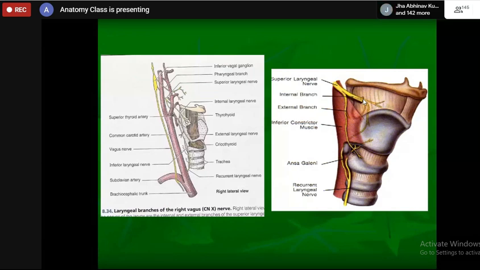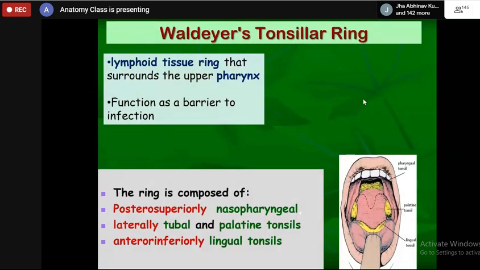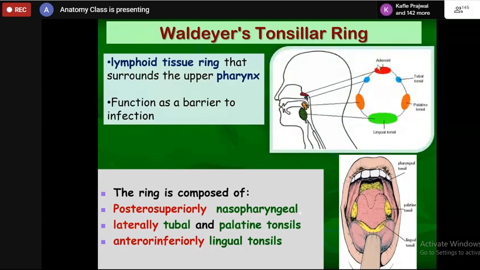Now the next important topic is the Waldeyer tonsillar ring. You have to know this one also. This one is also very important. Waldeyer tonsillar ring means this is a ring of lymphoid tissue that surrounds the upper pharynx.